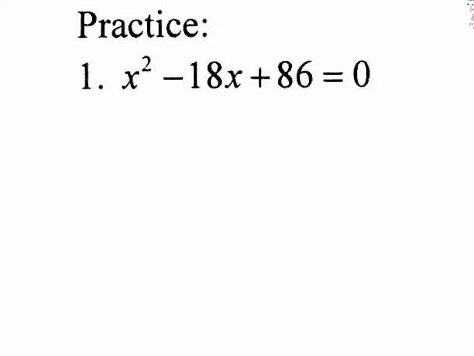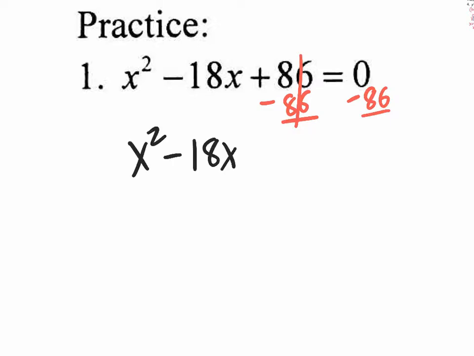So let's make space first of all. So let's subtract 86. Subtract 86. I will have x squared minus 18x, leave that blank spot, equals negative 86. And you know what? You might as well put the blank spot over there. This will help you to remember to add it to both sides to maintain the equality, to keep your equation true.